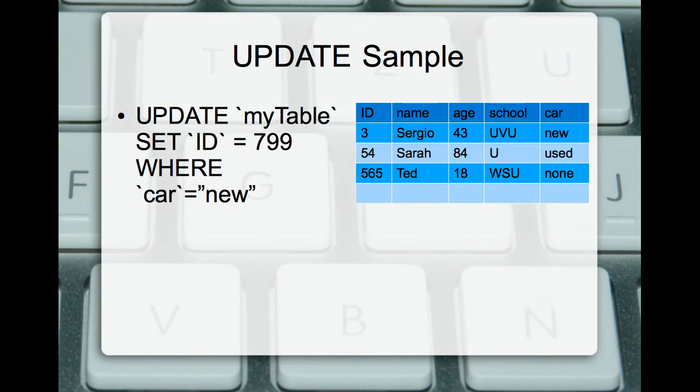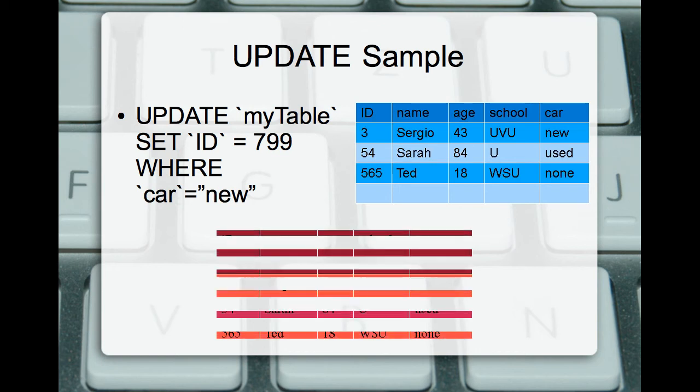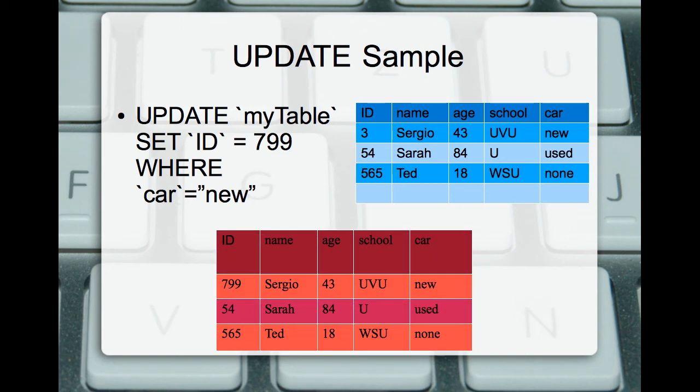As you can see, Sergio now has 799 as his ID, and Ted is still 565, Sarah is still 54. The update or the set does not change other fields that we have not specified. And again, if we had not put that where car equals new, everyone in there would have an ID of 799, which would cause a SQL error because SQL does not like having duplicate copies of primary keys. And that would be bad.